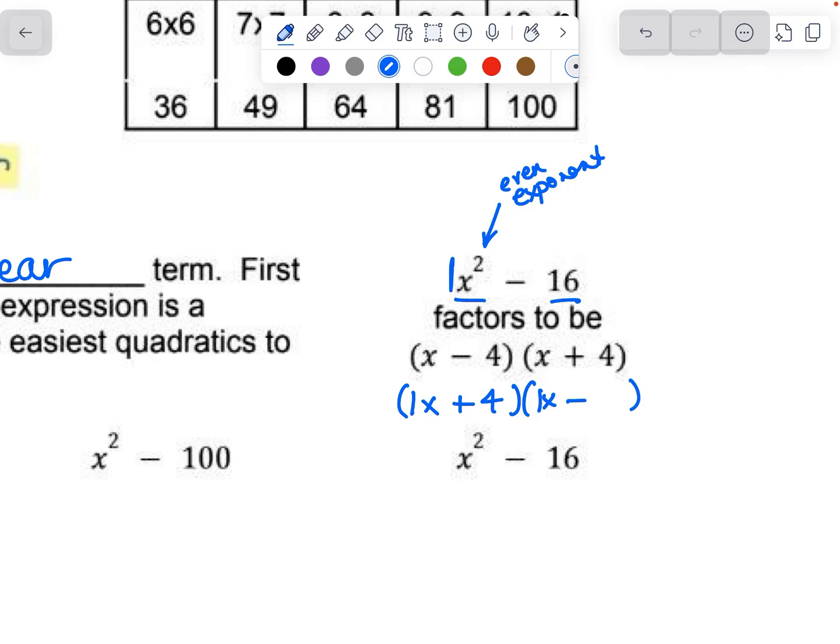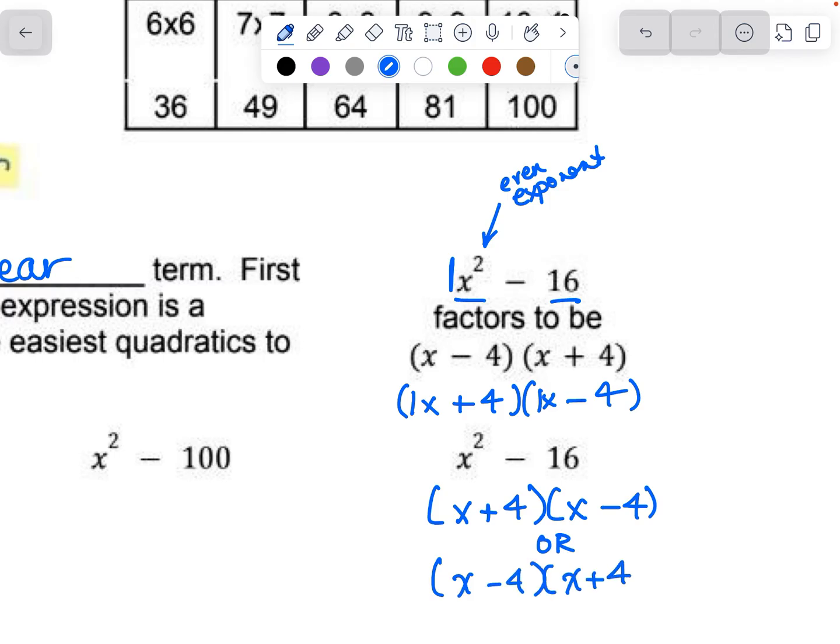The square root of 1x squared is 1x. The square root of 16 is 4. So x squared minus 16 factors to be x plus 4, x minus 4. It's perfectly all right to write it as x minus 4 times x plus 4. Nothing wrong with that at all.